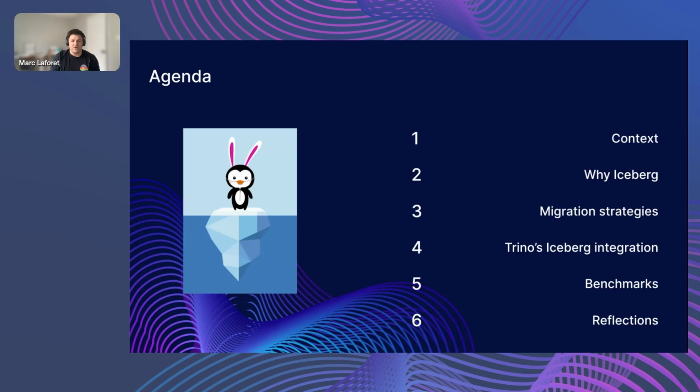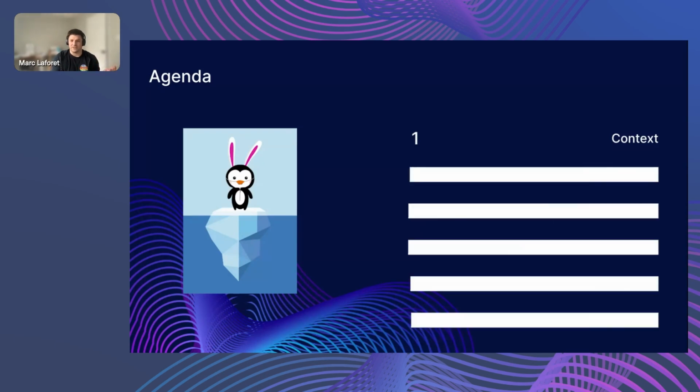I'm going to briefly go over some migration strategies that, if you find yourself in the same position, you would want to consider. I'm then going to go over the Trino Iceberg connector, its integration and how that evolved over the course of our project. I'm going to show you some benchmarks of the pre and post migrated datasets, and then I'm going to finish off with some reflections about the project and things I might do differently if I was to do it again.